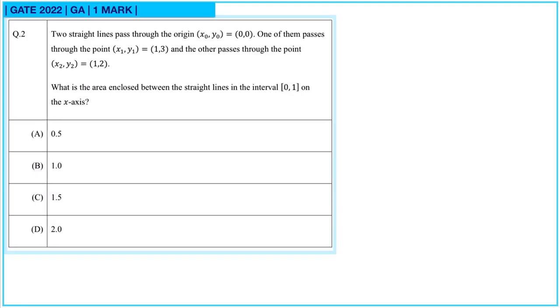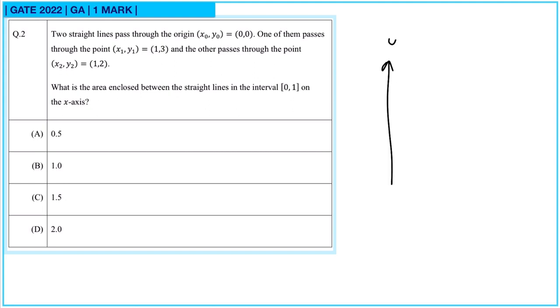Question 2. Two straight lines pass through the origin. One of them passes through the point (1, 3) and the other passes through the point (1, 2). What is the area enclosed between the straight lines in the interval 0 to 1 on the x-axis?